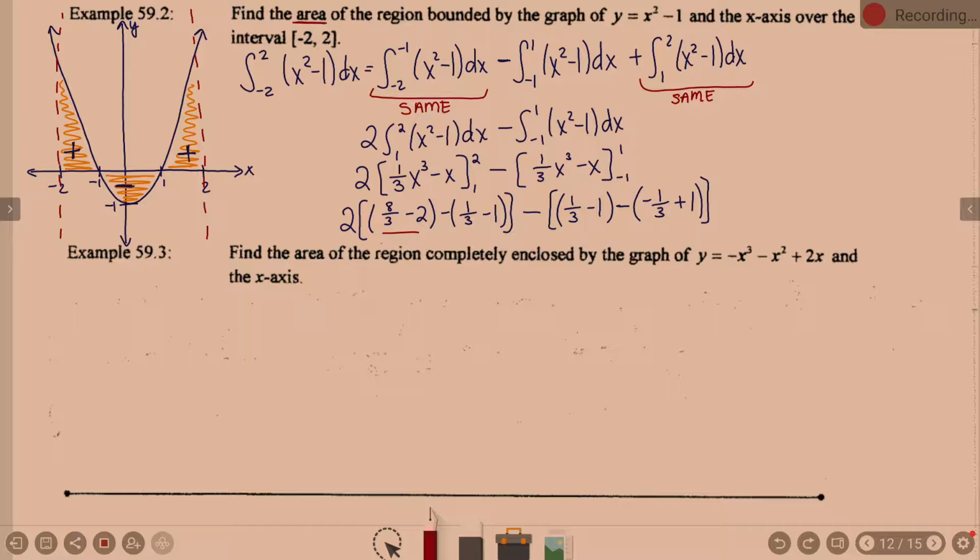8/3 minus 2. So my brain says then 8/3 minus 6/3, which is 2/3. Maybe I'll just say minus 1/3 minus 1. So 1/3 minus 3/3 is -2/3. 2/3 plus 2/3 is going to be 4/3. Don't forget, though, that it is 2 times 4/3. What is 2 times 4/3?